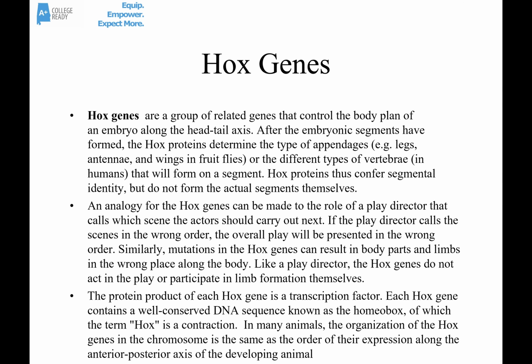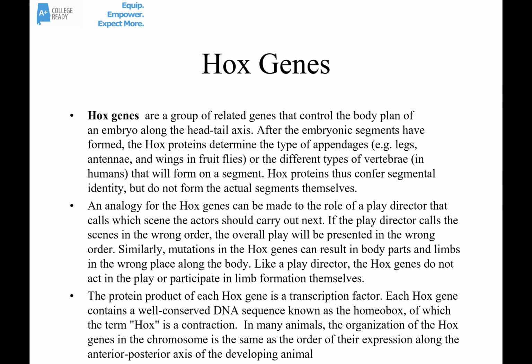A good analogy for the Hox genes can be made to the role of a play director that calls which scenes the actors are going to do next. If the play director calls the scenes in the wrong order, the overall play will be presented in the wrong order. Similarly, mutations in the Hox genes can result in body parts and limbs that end up in the wrong place along the body. Like a play director, the Hox genes don't act in the play or participate in the actual limb formation. They just help to coordinate the process.